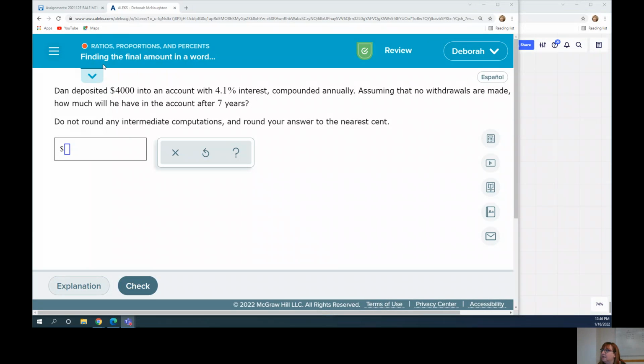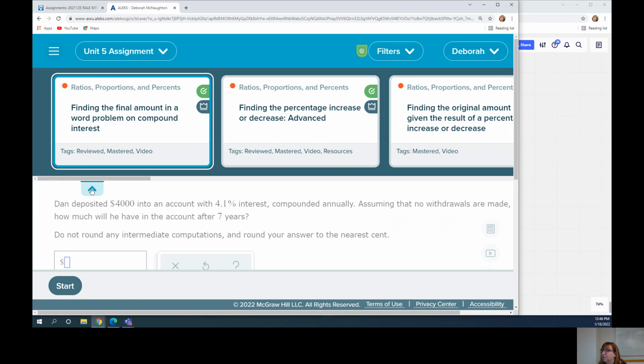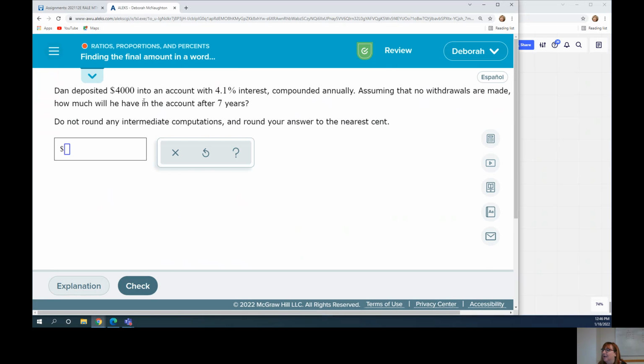Okay, to find the final amount in a word problem on compound interest, these word problems look like this. Dan deposited $4,000 into an account with 4.1% interest compounded annually. Assuming no withdrawals are made, how much will he have in the account after 5 years?